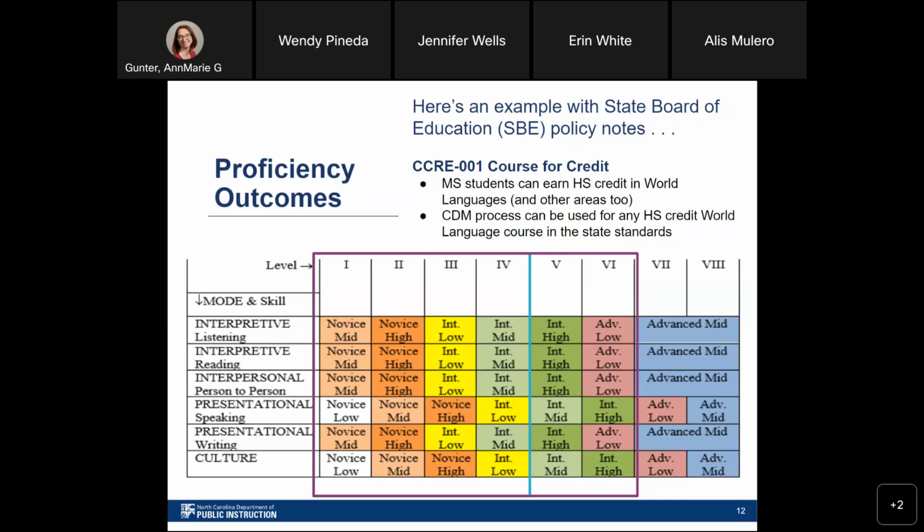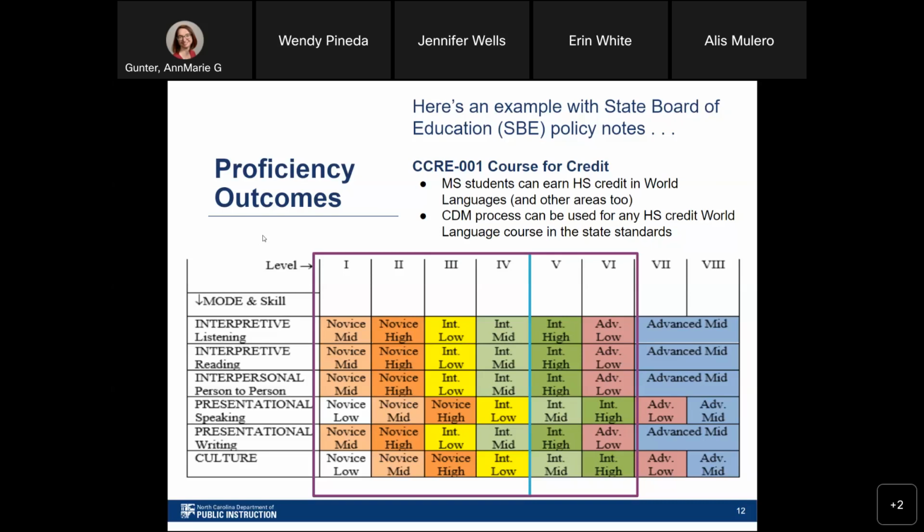And this was a way, particularly through the CDM process, that their language learning could be assessed and they could be given credit for what they had already done or placed appropriately starting in middle school to get high school credit in a language. And so that's available. And so I wanted to make you aware of that.